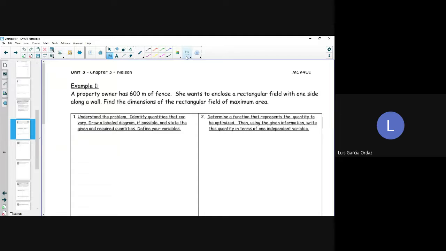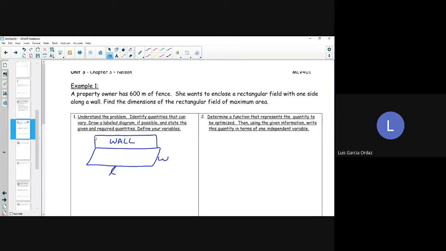So we have the wall on one side. That's what we're going to draw first. So we have my wall over here, because it's part of my rectangular diagram. Now, I have my rectangular field right here that's attached to the wall. So I have my length here, and I have my width over here.